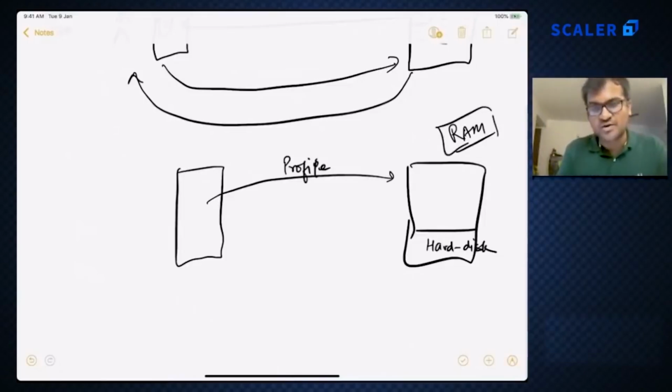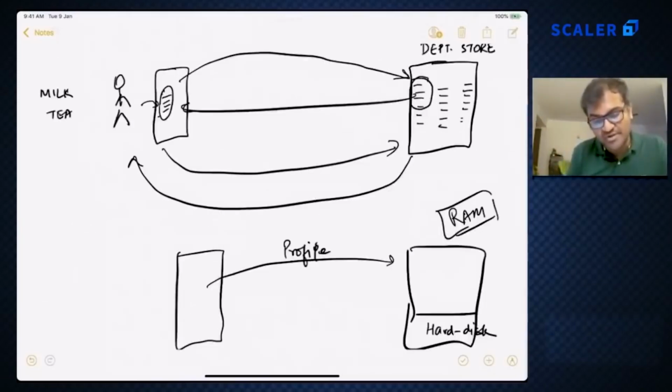However, if we're talking about Facebook, it has so many people, so many profiles, all information cannot reside in RAM. It has to be on the hard disk, which is the same as me going to the department store every single time I want to make milk tea.